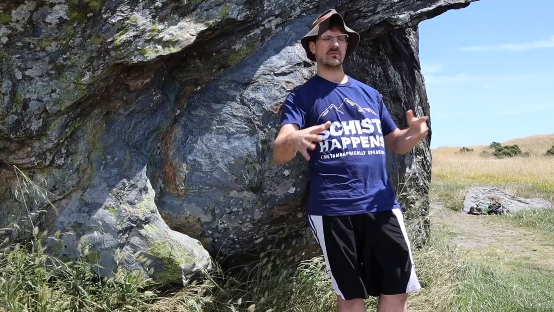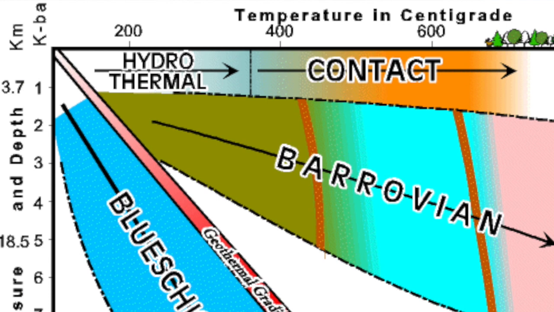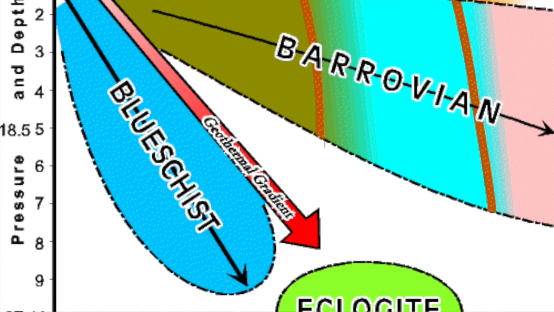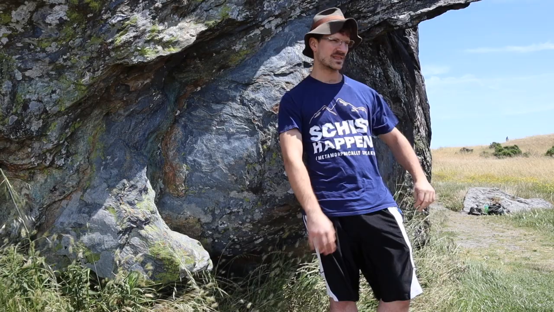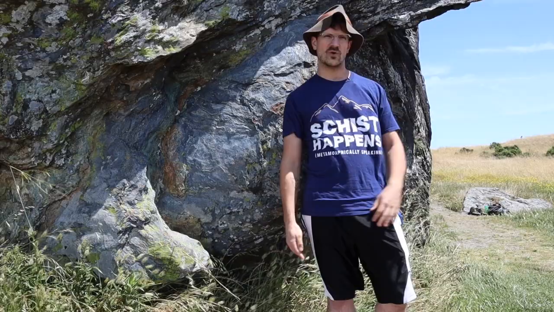And that's actually a huge way that geologists will categorize metamorphic rocks. You will have different kinds of rocks put into categories based off of the pressure and the temperature that was used to form them. Schist is a metamorphic rock that was formed with lower temperatures and higher pressures.